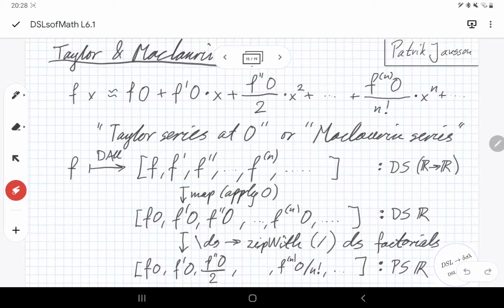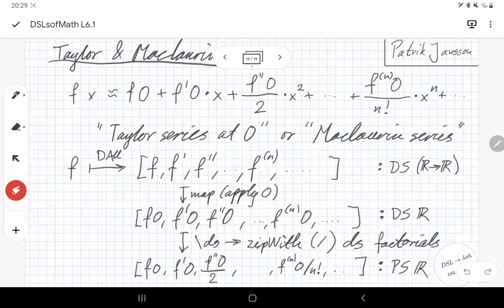Okay, so one of the things I can do with these functions is I can map, the normal list map, the function apply 0. So apply 0 takes a function and just computes the value at 0. So after I map this, I get, instead of a ds of functions, I get a ds of just real numbers. F of 0, f prime of 0, f double prime of 0, and so on. So I now went from functions to just values at one point. But on the other hand, it's values at one point for all its derivatives.